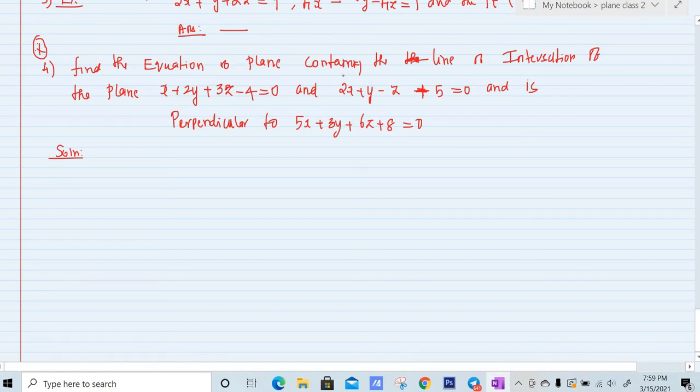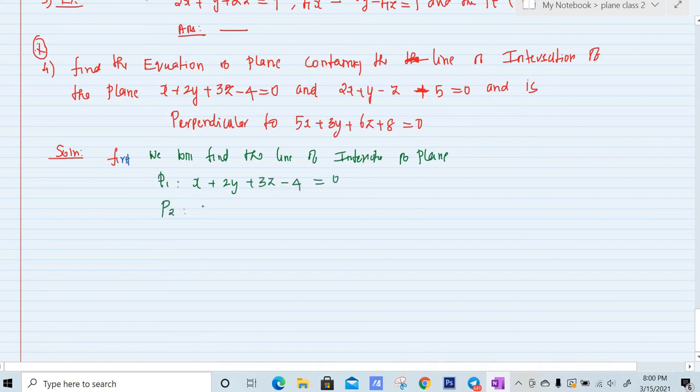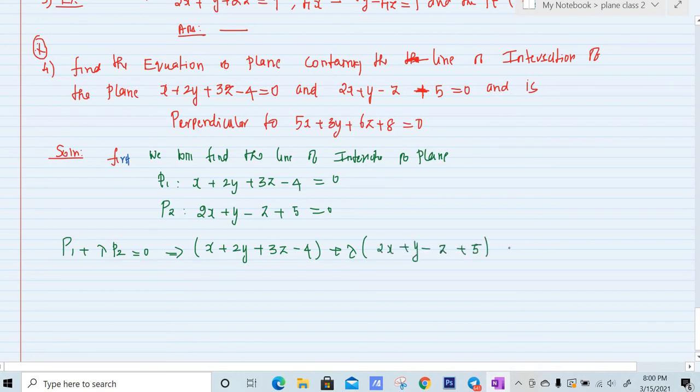So first we will find the equation of the plane containing the line of intersection of these two planes, right? That is, we have two planes. P1 is x plus 2y plus 3z minus 4 is equal to 0 and P2 is 2x plus y minus z plus 5 is equal to 0. Now we find the equation of the plane through the line of intersection of the planes. So it will be P1 plus lambda P2 is equal to 0. That is, x plus 2y plus 3z minus 4 plus lambda into 2x plus y minus z plus 5 is equal to 0, right?